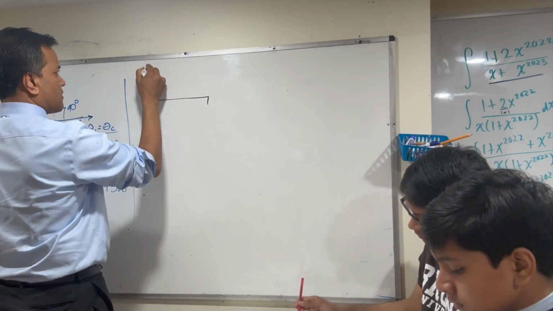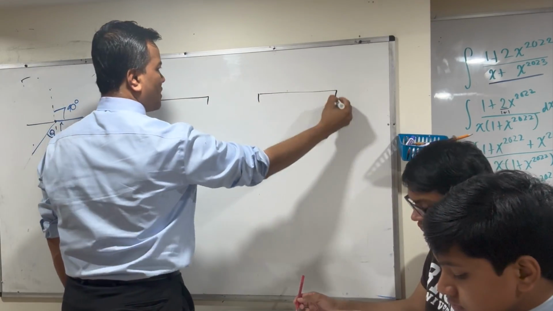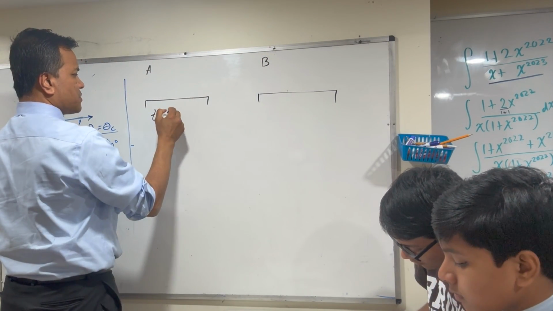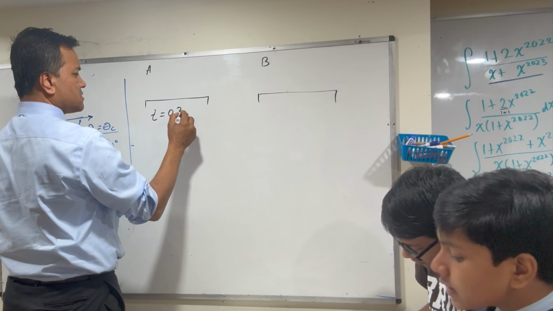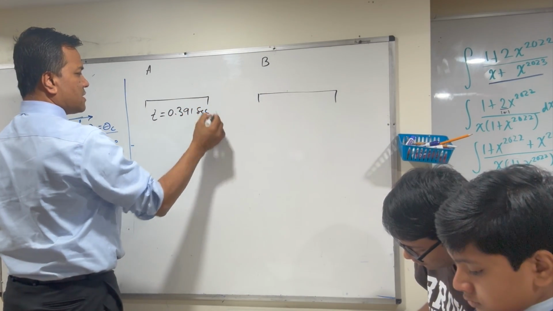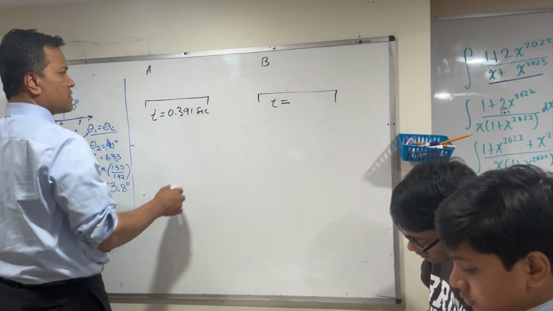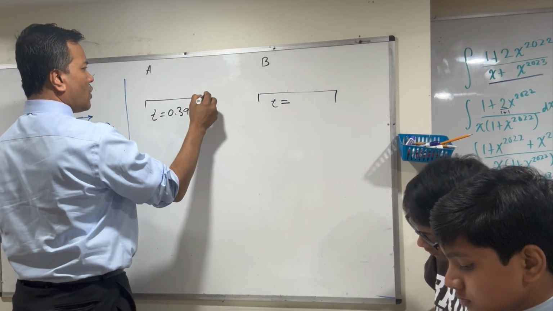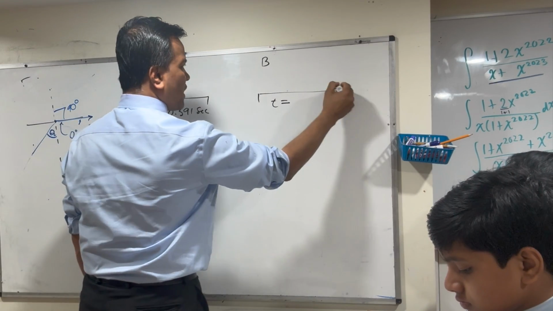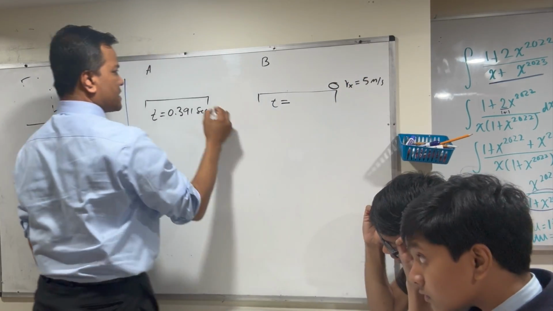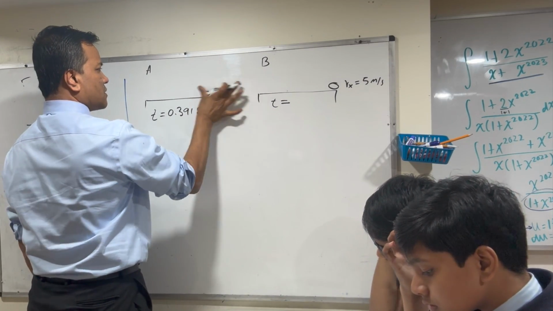Scenario A, table A. Scenario B, table B. In scenario A, they said that it takes 0.391 seconds. And they ask you to find this one. Given this condition, here the ball rolls much faster. The ball falls with double the velocity of this one. Okay. Double.